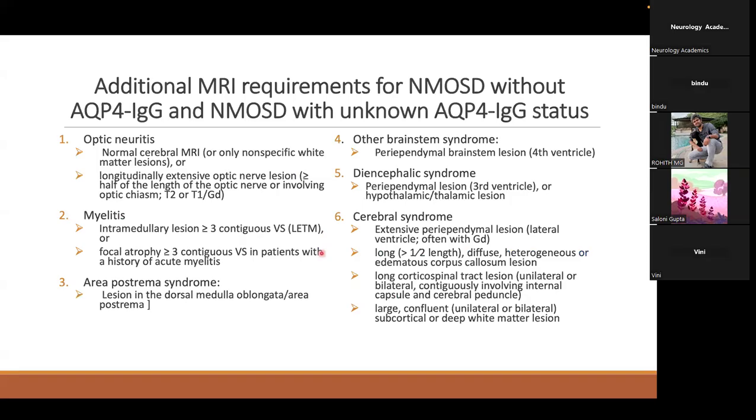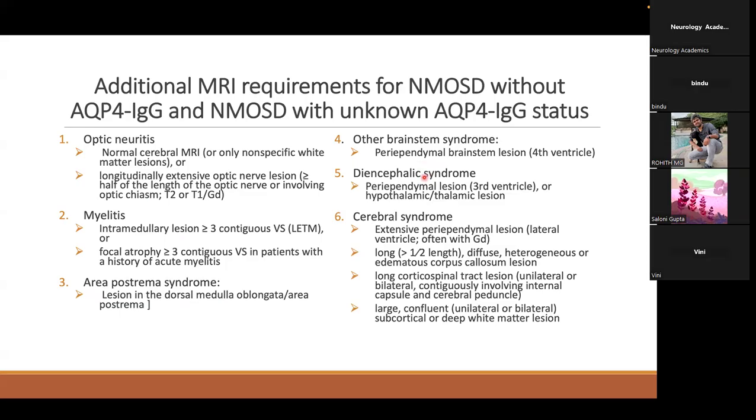So for optic neuritis, the MRI requirement is a normal cerebral MRI in the brain, and it should be a longitudinally extensive optic nerve lesion, and involvement of the optic chiasm with enhancement. And for myelitis, it should be LETM. And if the patient has a history of myelitis, then the MRI should show the focal atrophy, which is longitudinally extensive. And area postrema syndrome should have the dorsal medulla lesion. And other brainstem syndrome should suffice the MRI that we have previously described.